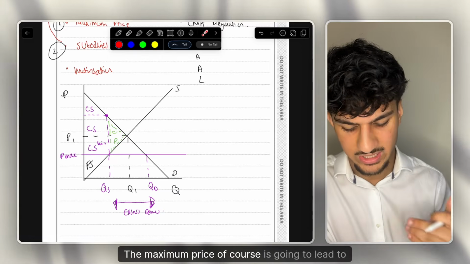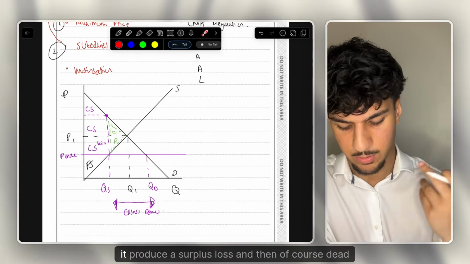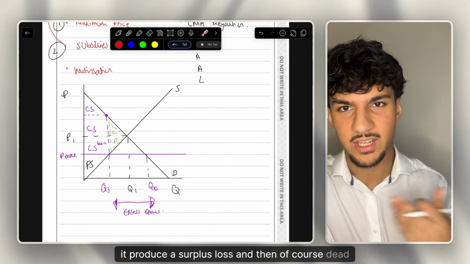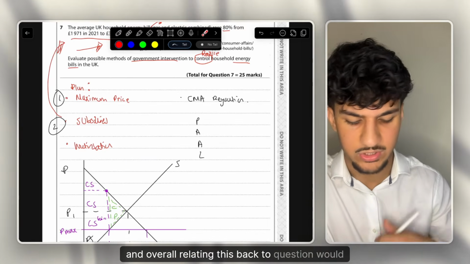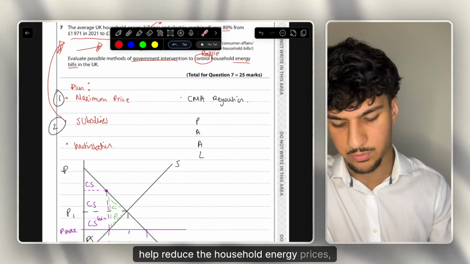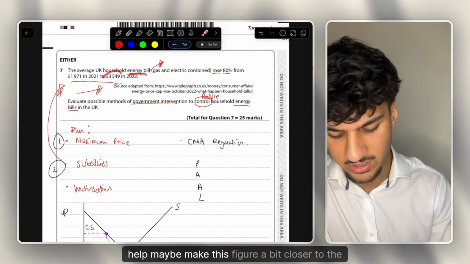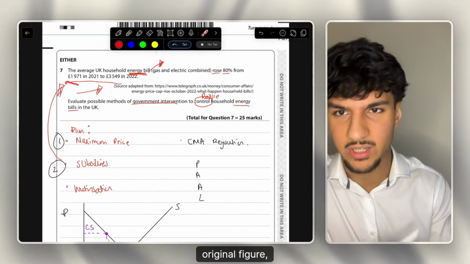The maximum price, of course, is going to lead to consumer surplus gain, producer surplus loss, and then, of course, deadweight loss. And you can talk about the specific deadweight losses. And overall, relate this back to the question: would it help reduce household energy prices, help make this figure a bit closer to the original figure, etc.